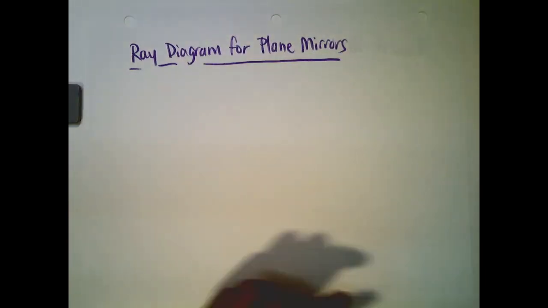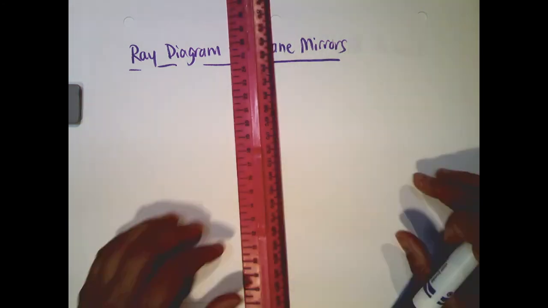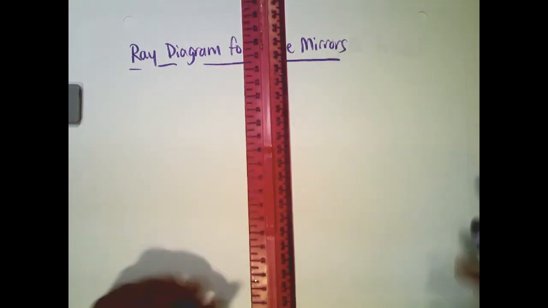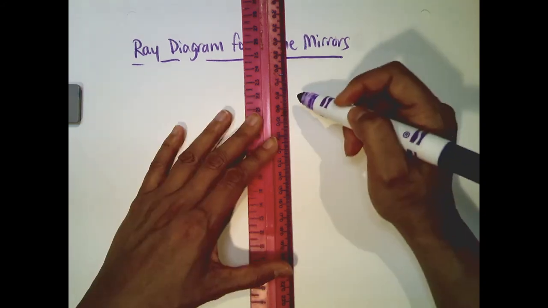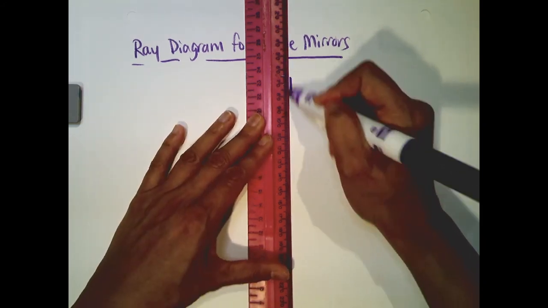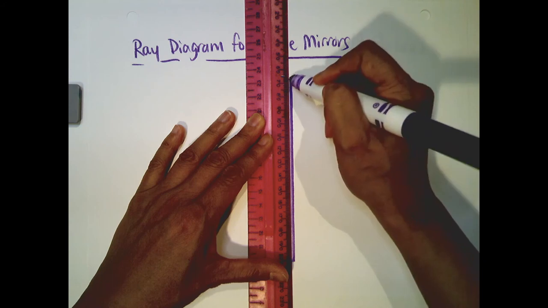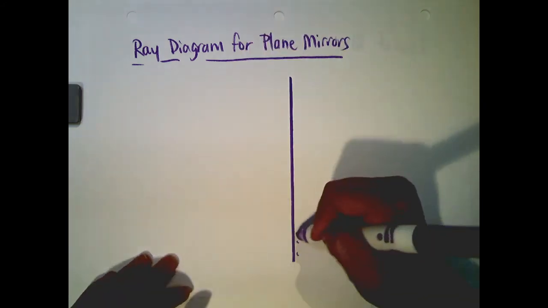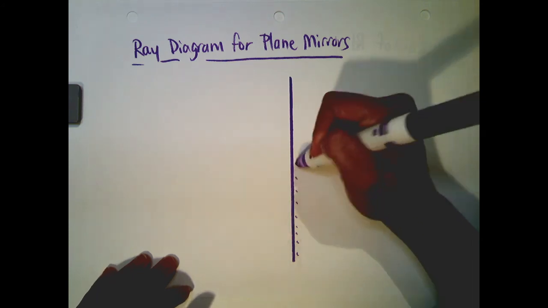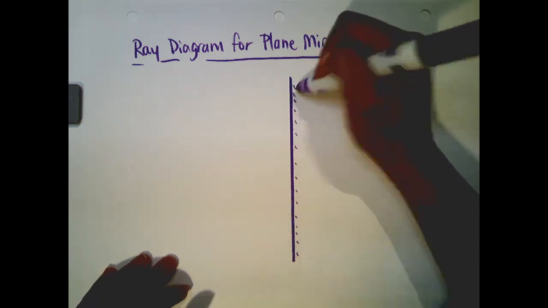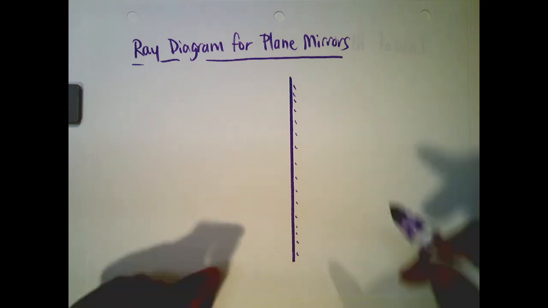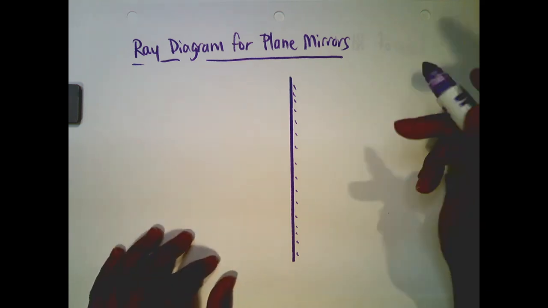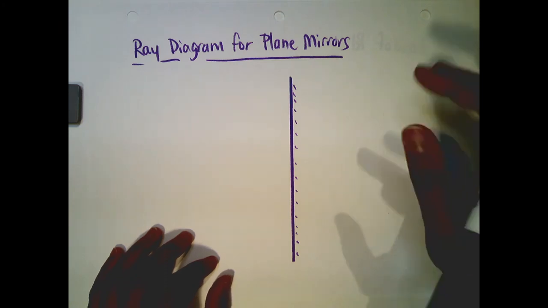Perfect. I'm going to draw the ray diagram for plane mirrors, and let's first start off with the mirror itself. So I'm going to draw the mirror, scientific symbol for a mirror. So there's my line, and let's have the backing on this side so that you are going to stare into the mirror. So let's actually draw a letter. We'll draw the letter F.